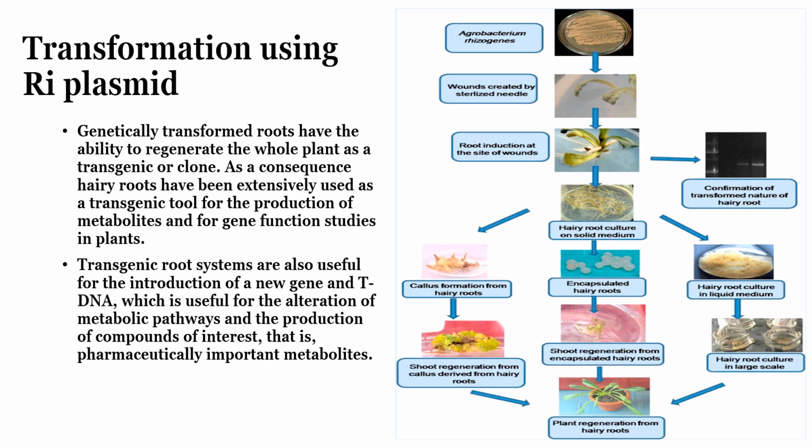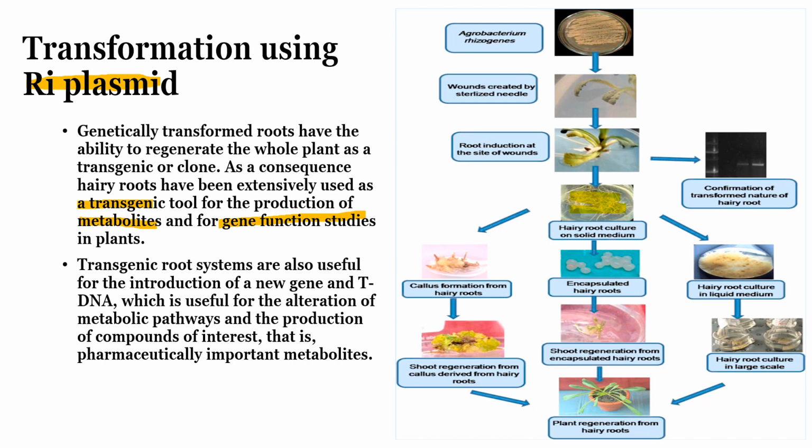Let's have a look at how the RI plasmid is used for transformation of plants. Like the TI plasmid, the RI plasmid can also be used to develop a transgenic plant for the production of secondary metabolites and for gene function analysis in plants. Unlike Agrobacterium tumefaciens, Agrobacterium rhizogenes causes the hairy root disease. So what we will do here is make hairy roots on the plants. Now how do we do it?